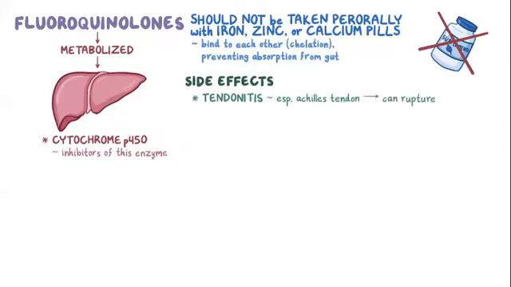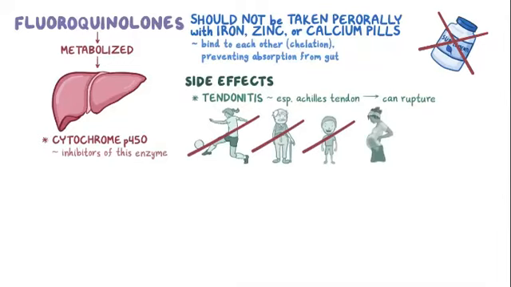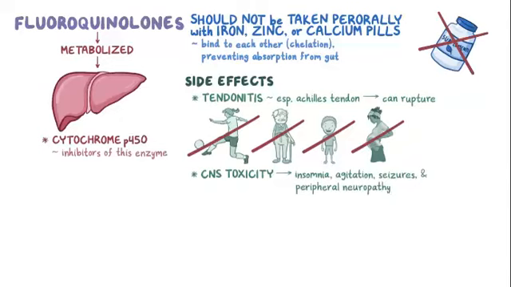Due to this, they should not be used by active athletes and the elderly. Furthermore, they can damage the cartilage in growing children, so they should not be given to people under 18 and those who are pregnant. These medications also have CNS toxicity and could cause insomnia, agitation, seizures, and peripheral neuropathy. Finally, they can prolong the QT interval, leading to arrhythmias.